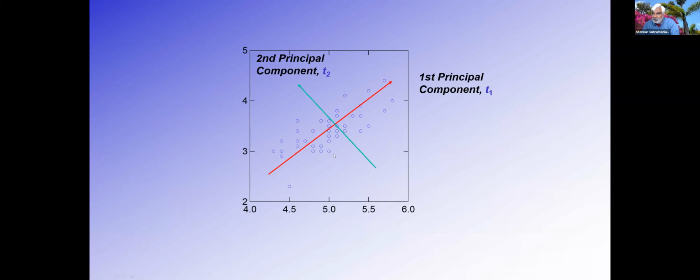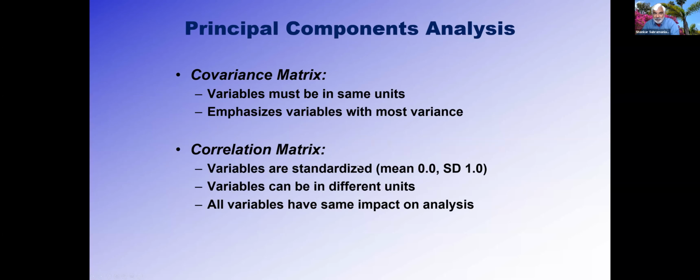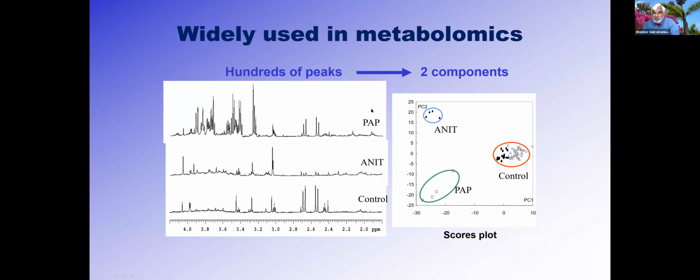This is an example of principal component decomposition. I'll show you more as we go along. The principal component analysis can be done with a covariance matrix, which means variables must be in the same units, or a correlation matrix, which means the variables are standardized. I already showed you how to standardize with correlation. Widely used in metabolomics, you have hundreds of peaks that you get. Your principal component analysis essentially divides them into control samples, PAP samples, ANEAT samples, etc. This is what PCA does, so that if you do your experiment right and if there's real biological change, you see these groups coming out properly.